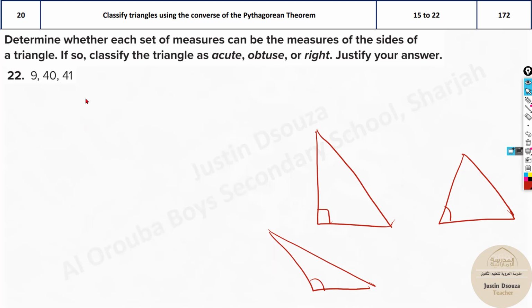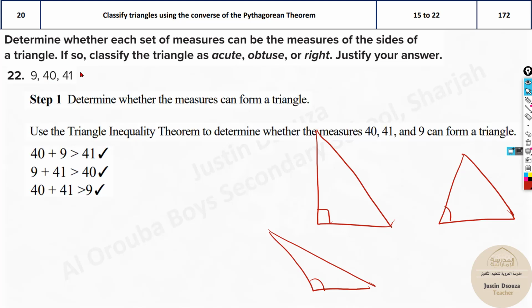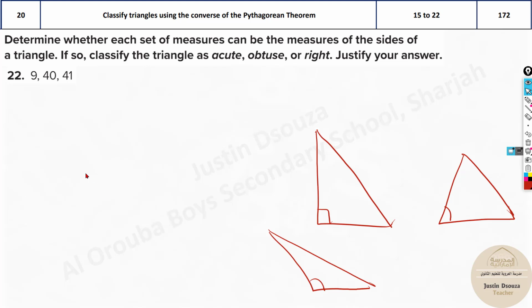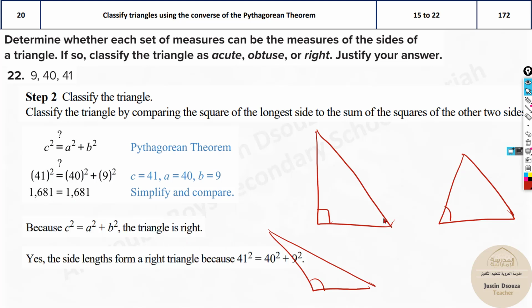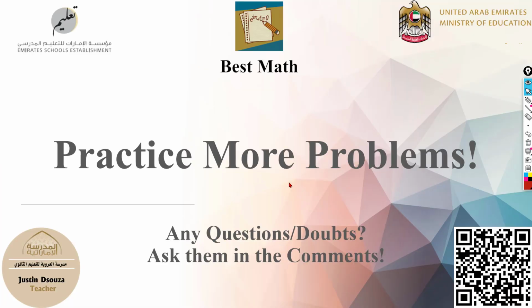And the last problem, same method, but these are the sides. So we don't have to use the distance formula at all. Directly check whether you can draw a triangle. Yes, it's possible. And now do the Pythagoras theorem. And over here, again, we got equal. That means it's a right angle triangle. So whenever it's a right angle triangle, c squared will be equal to the sum of the squares of the other 2 sides. And that's the end of the last question, question number 20.